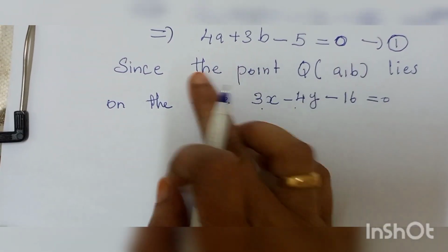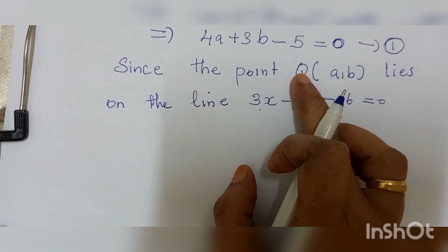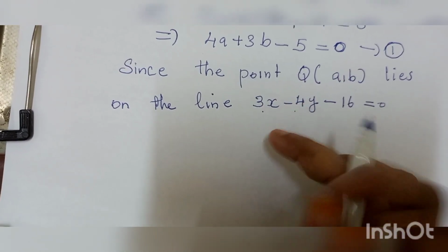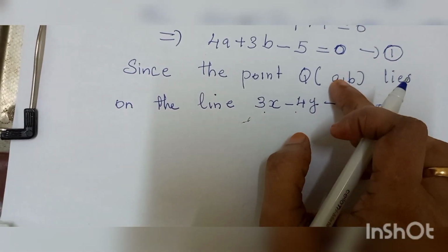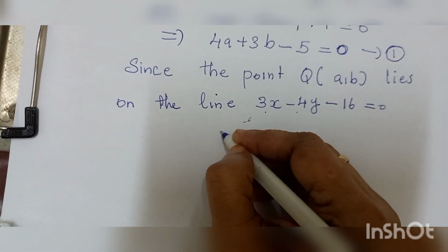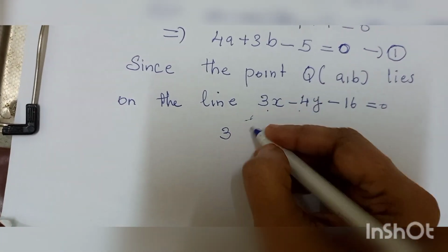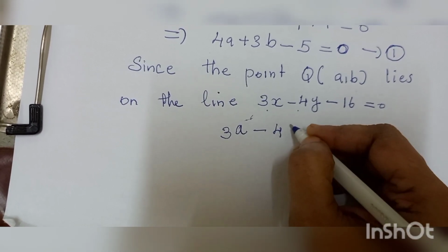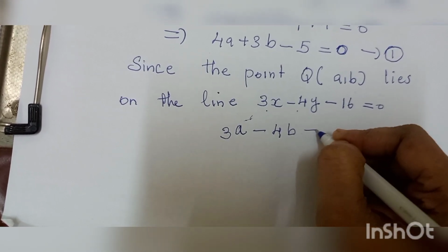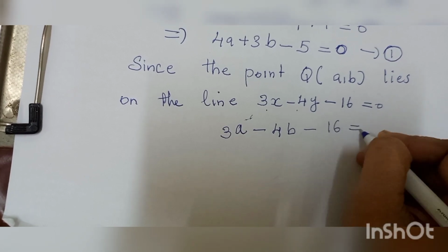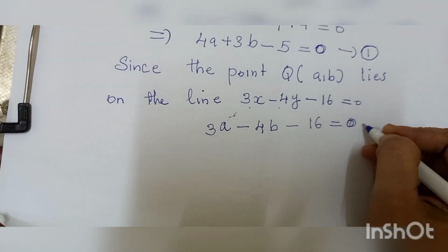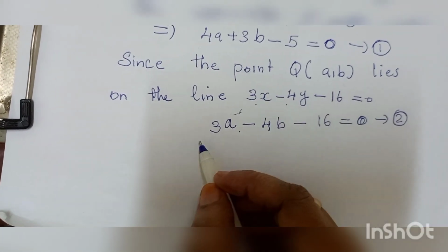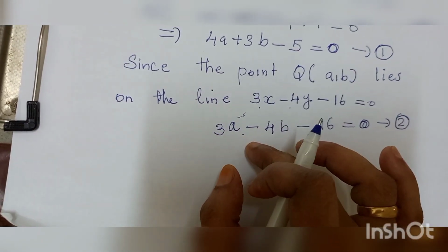Since this point (a, b) satisfies this equation, we have to put the values for x and y. So in place of x we put a, giving 3a minus 4b minus 16 is equal to 0. We call this equation number 2. After this we have to solve equations 1 and 2.